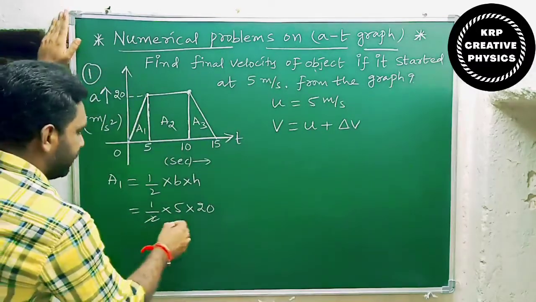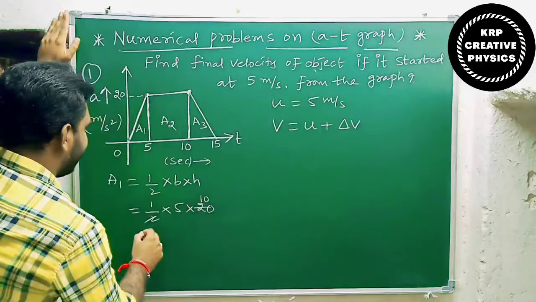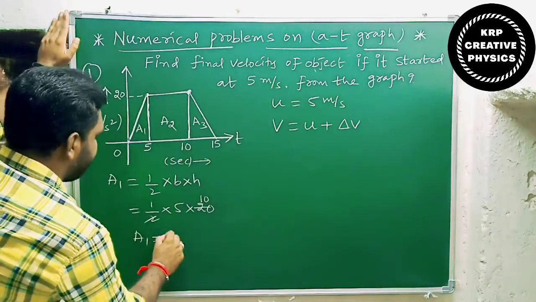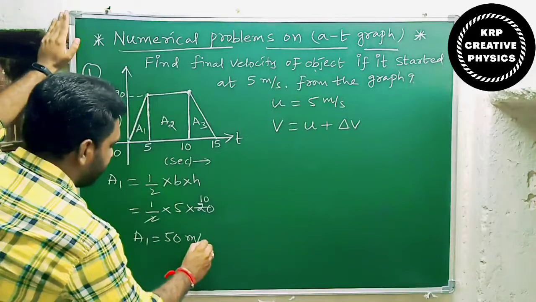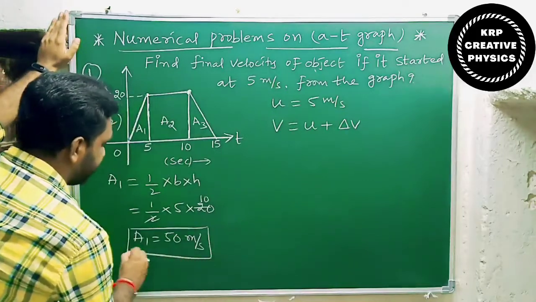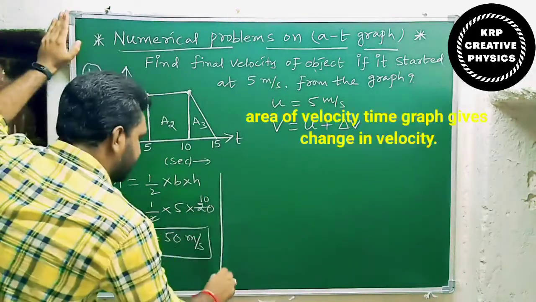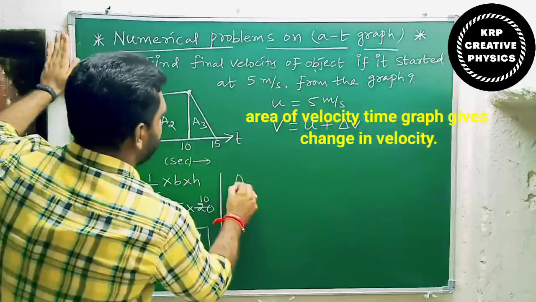Half of 20 is 10, and 10 into 5 is 50. So the area of the first triangle is 50. We got 50 meters per second. Why? Because the area represents velocity here. We know that. Next, we need to find area 2, A2.